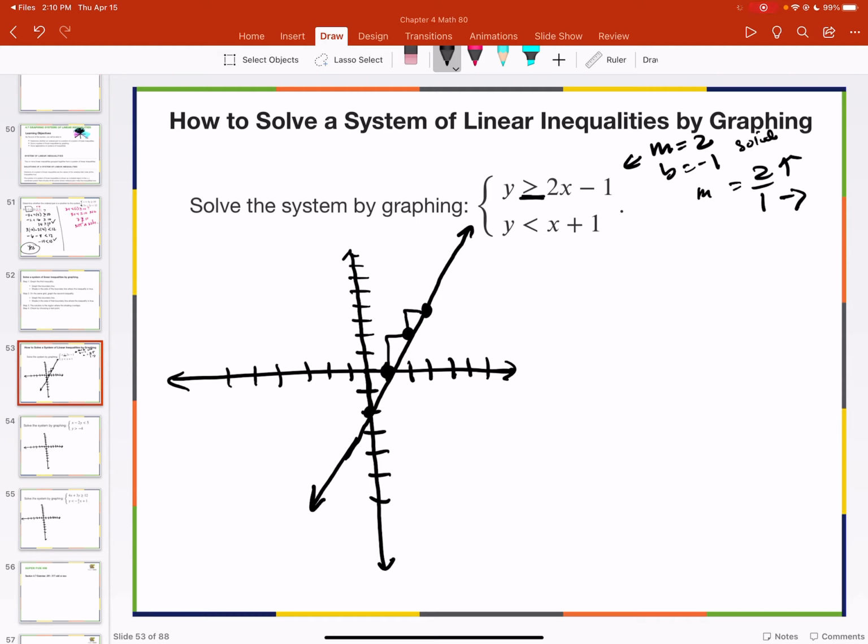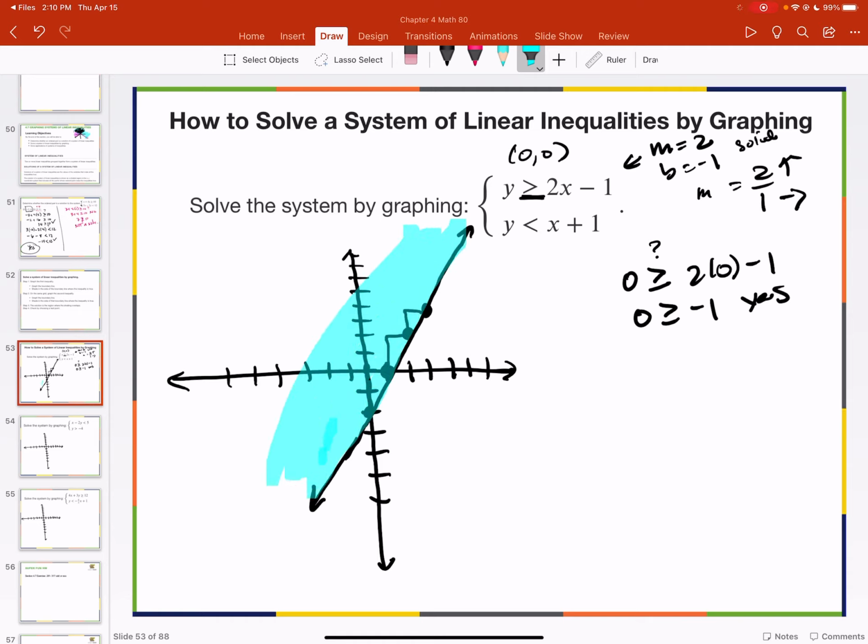Okay, so we've graphed the boundary line. Now what's left is to decide which side to shade. I'm going to choose a test point, the origin, the easiest test point to plug in. Remember the origin, 0, 0, and we plug that in and see if it's true or not. So we're asking, is 0 greater than or equal to 2 times 0 minus 1? So is 0 greater than or equal to negative 1? And yes, it is. Okay, great. So that means we shade the side that includes the test point. So we're going to shade all this side. And you don't have to color it in or anything. I'm just being super extra right now, just to prove my point.